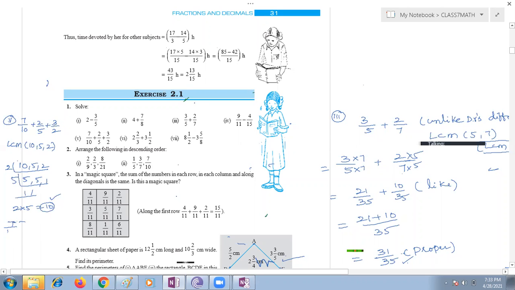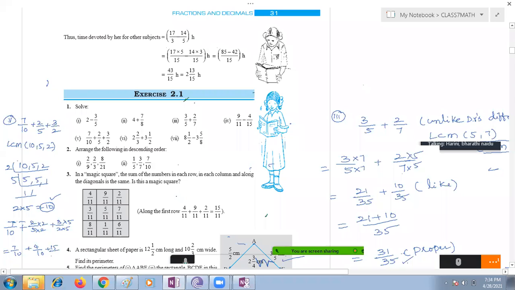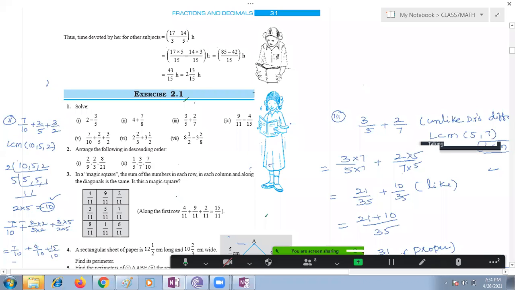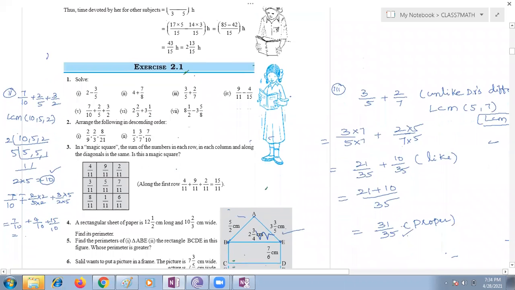7 by 10, the denominator is 10, no need to change anything. Go to the second fraction, 2 by 5. 5 becomes 10, so you are supposed to multiply by 2 to make your denominator 10. And the third fraction, 3 by 2, to make it 10 you need to multiply the third fraction by 5. So now 7 by 10 plus 4 by 10 plus 15 by 10. What is the answer, children? 7 plus 4 is 11. 11 plus 15 is 23.